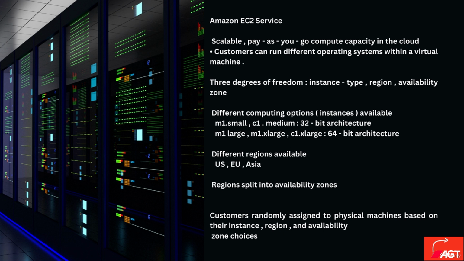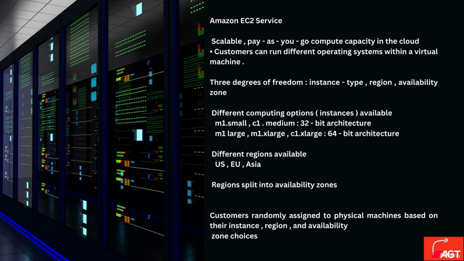Amazon EC2 offers several computing solutions, often known as instances. The 32-bit M1.small and C1.medium instances, as well as the 64-bit M1.large, M1.xlarge, and C1.xlarge instances, are among those that are readily available. The capacity of the processor, memory, storage, and networking varies depending on the instance type.